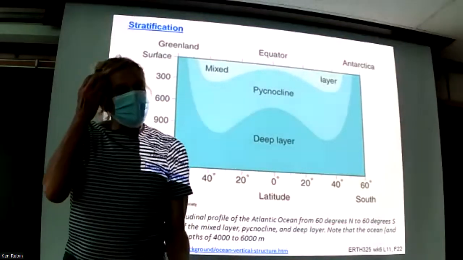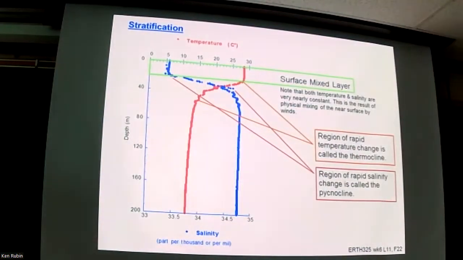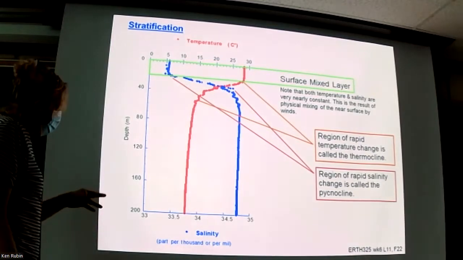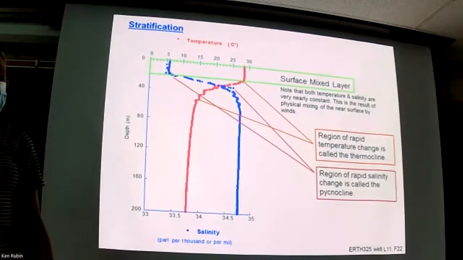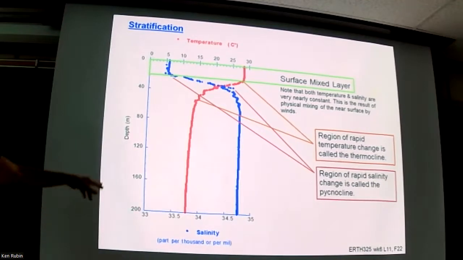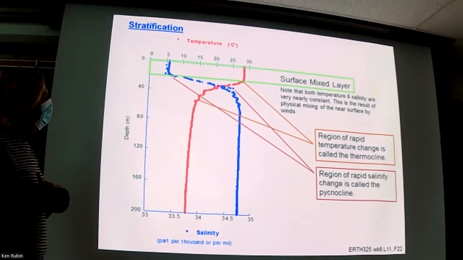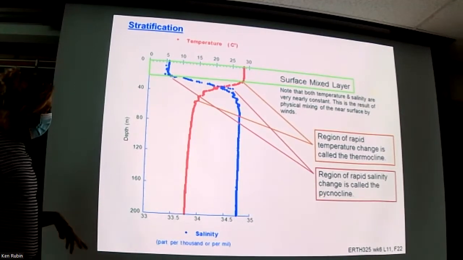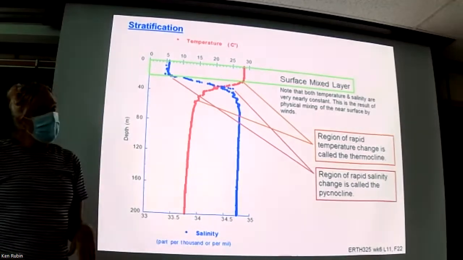Okay? And the deep layer is isolated from the atmosphere. So this is an example of stratification. We can tell that this is seawater because of the salinity values, which we mentioned previously a few weeks ago. And it's not very deep, so this is like a continental shelf setting. And this is measurement of several parameters. We've got the salt content in blue and the temperature content in red.